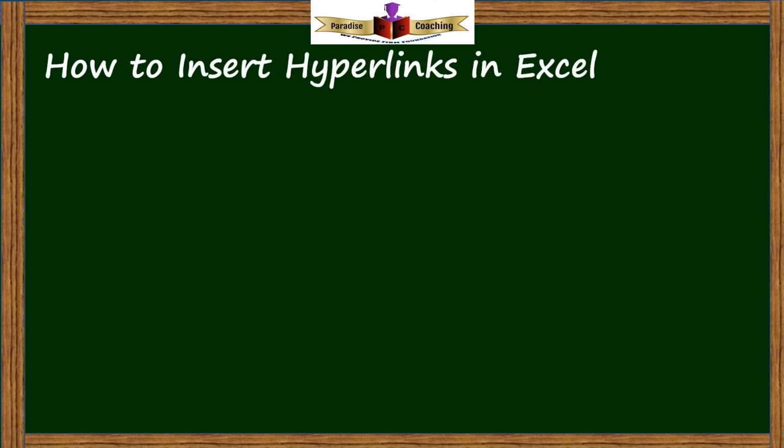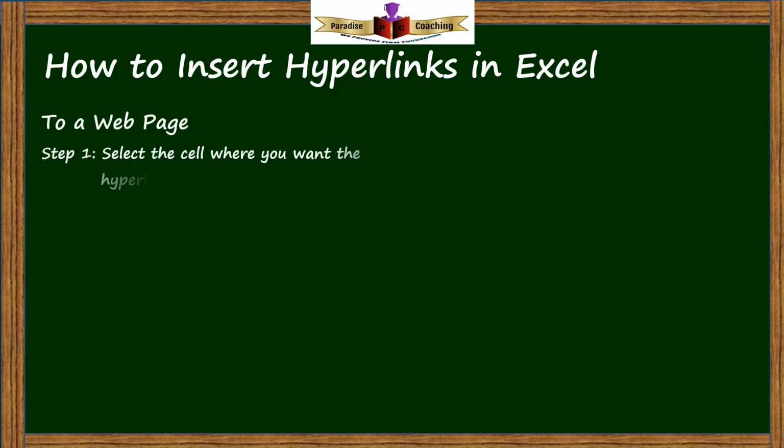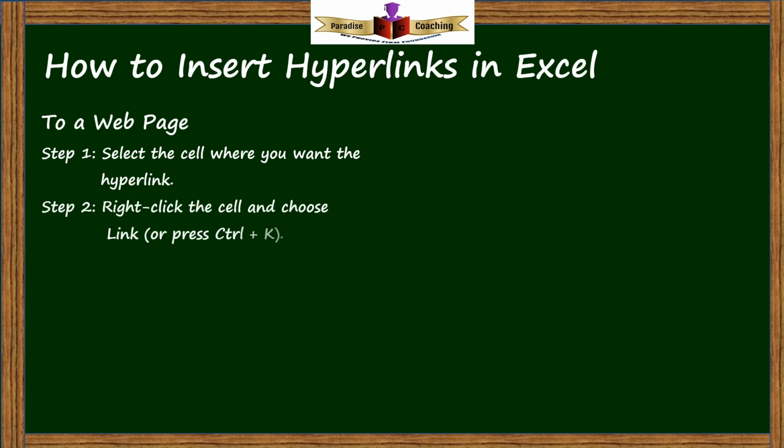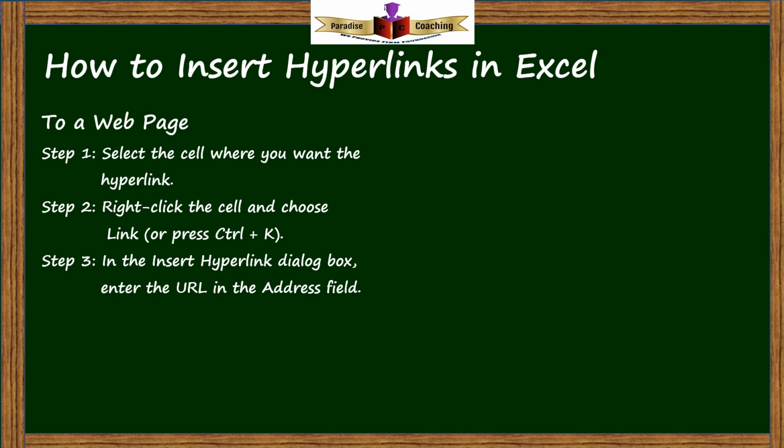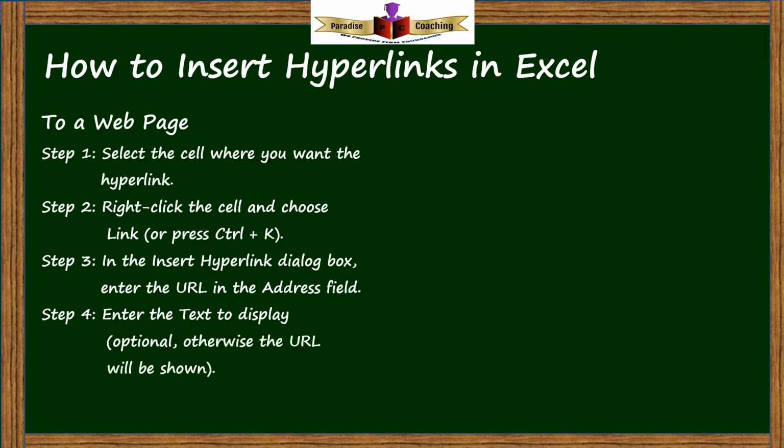How to insert hyperlinks in Excel. Hyperlink to a web page. Step 1. Select the cell where you want the hyperlink. Step 2. Right-click the cell and choose Link, or press Ctrl+K. Step 3. In the Insert Hyperlink dialog box, enter the URL in the address field. Step 4. Enter the text to display, optional, otherwise the URL will be shown. Step 5. Click OK.